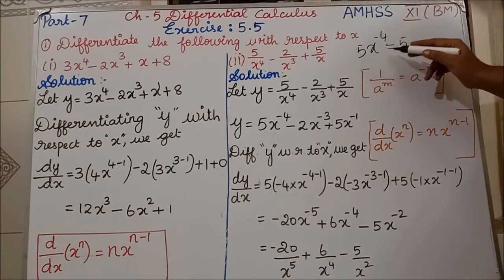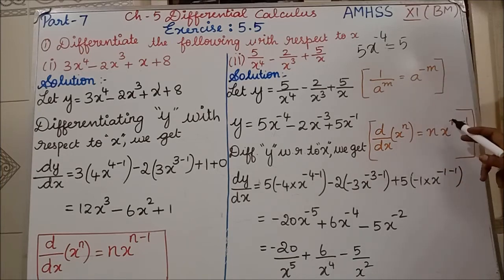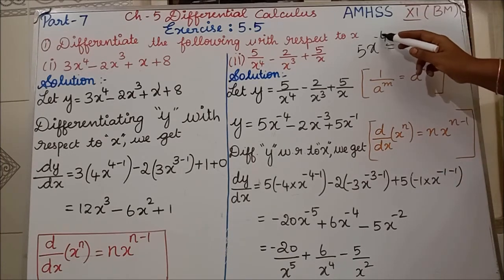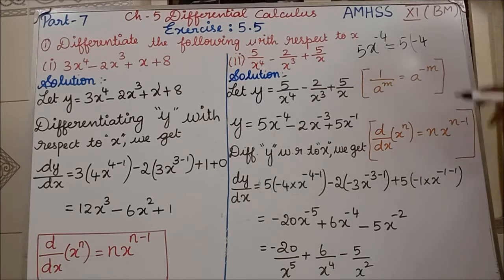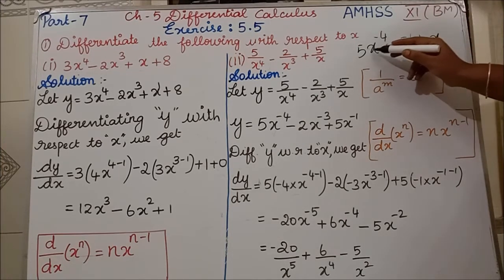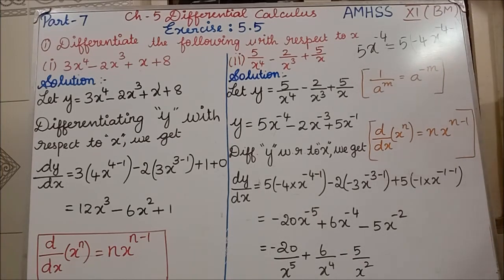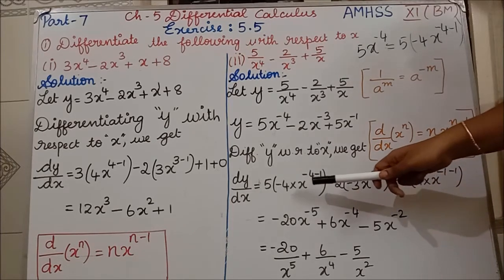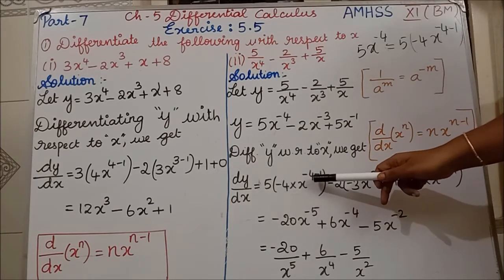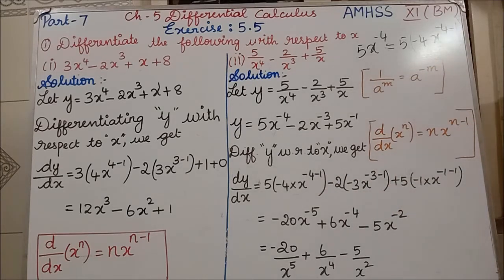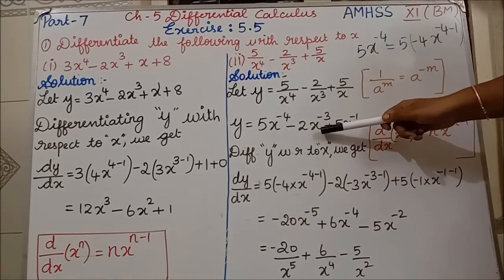Now this is according to the formula. This x power n means this n will come to the front, isn't it? Now open the bracket. In the power we are having minus 4, then x. Here also x we are having, right? Minus 4, and in the formula, minus 1. Close the bracket. Clear? What are we getting? 5 into minus 4 into x power minus 4 minus 1. Clear?